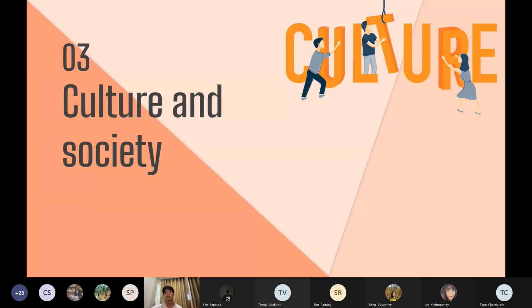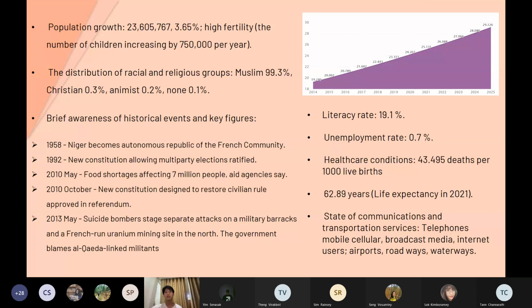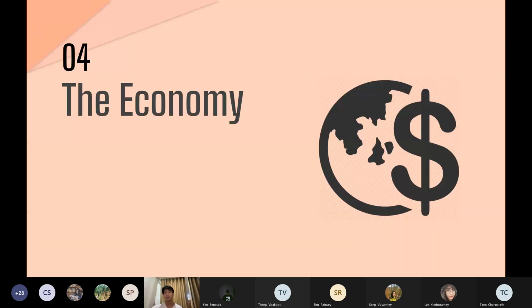The next part is culture and society. The population was 23 million in 2019. The distribution of religious groups is mostly Muslim, 99.3% of the country. There are many historical events, as you can see. The literacy rate is low, only 19.1%. The unemployment rate is 0.7%. And the life expectancy is 62 years.